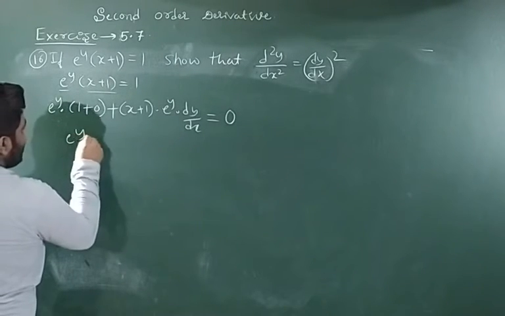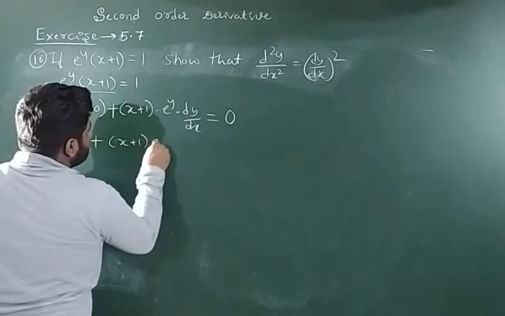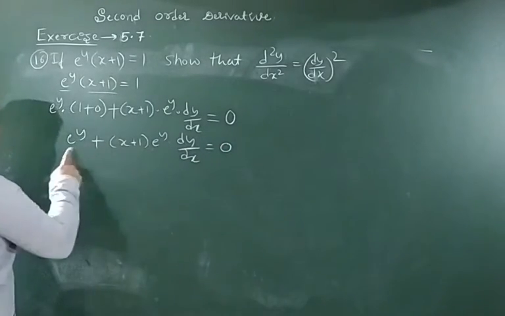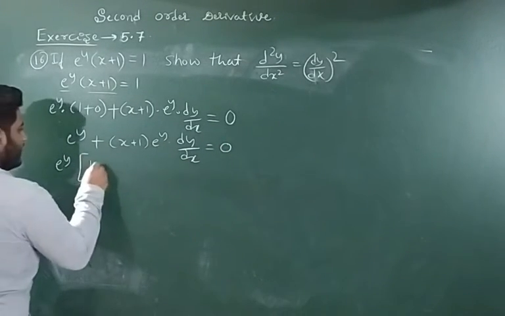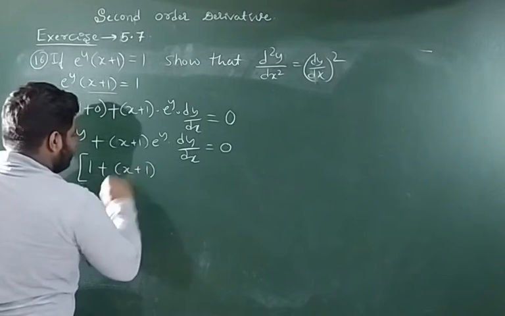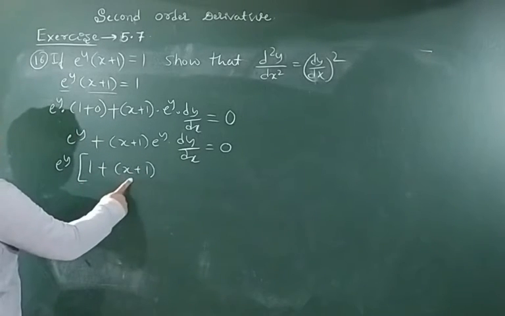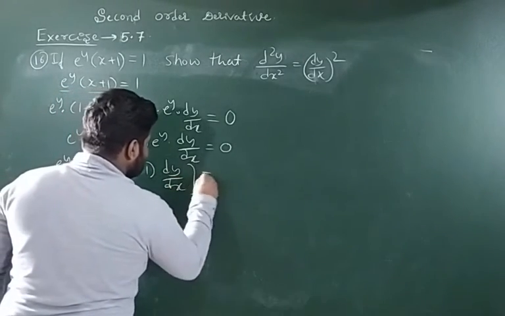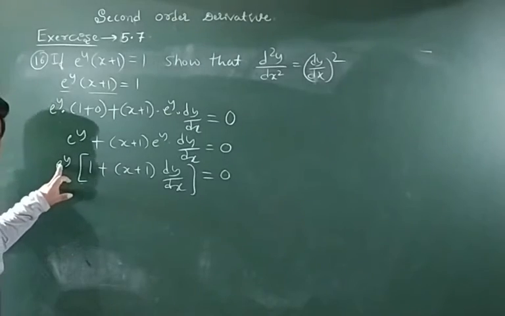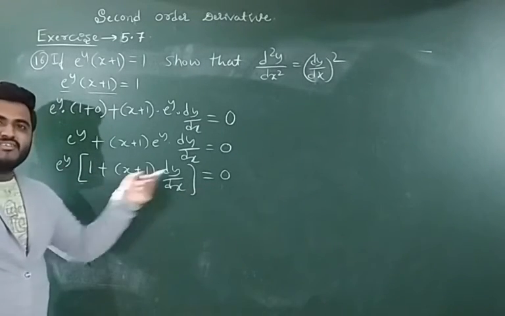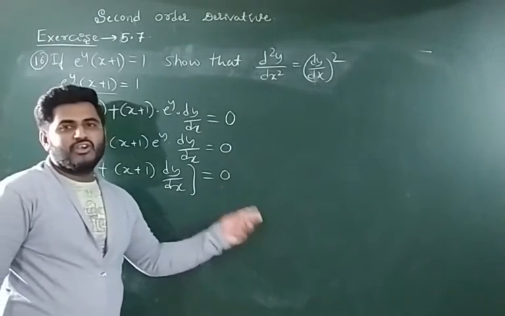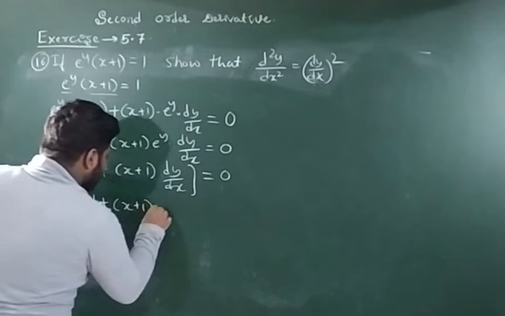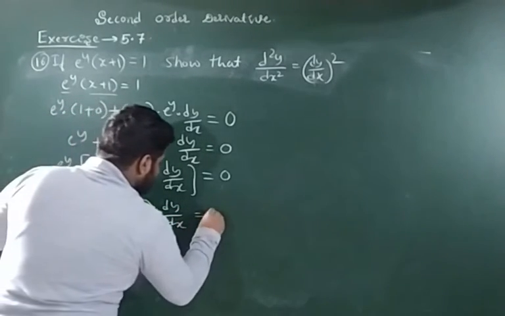1 into e raised to y is e raised to y, plus (x plus 1) into e raised to y into dy by dx, equal to 0. So e raised to y is the common term. What is remaining? 1 plus (x plus 1) into dy by dx. This is equal to 0. So e raised to y cannot be 0. This term must be 0. So take this e raised to y to this side. 0 divided by anything we get 0 only. What is now remaining? 1 plus (x plus 1) into dy by dx equal to 0.